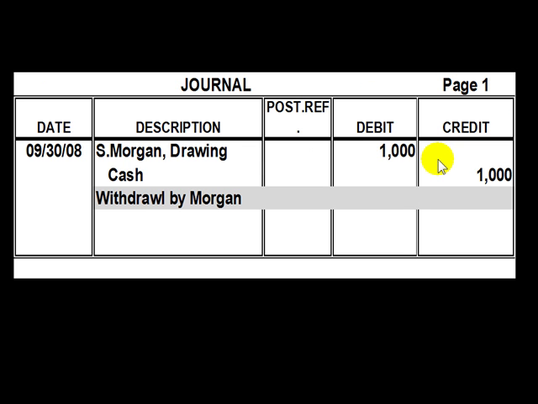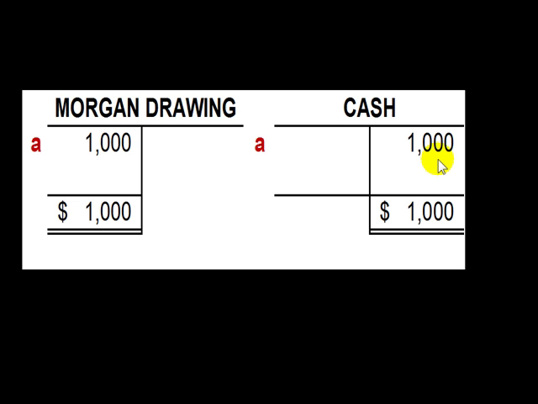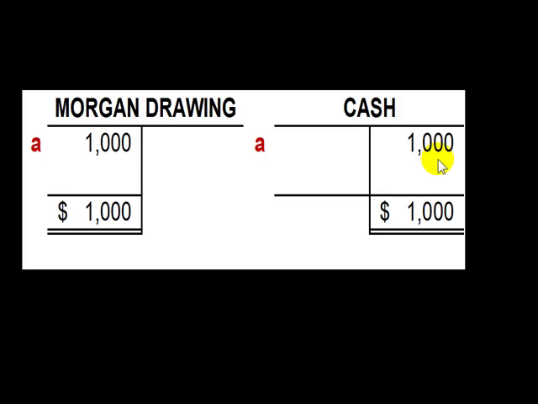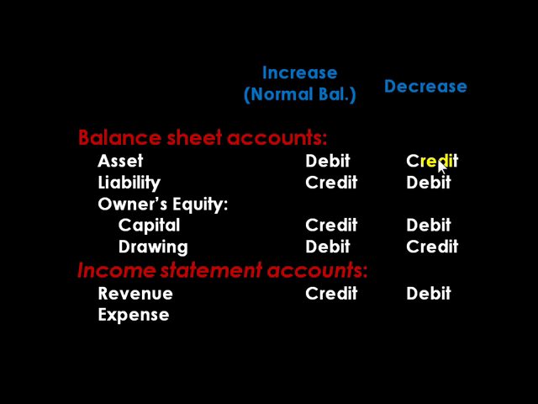And here's one that affects equity. S. Morgan took $1,000 out of the business. So owners withdraw money when they need it, when there's money to withdraw. So it's not an expense. A drawing is a reduction of equity. And here's what it looks like in a T account. Debit, Morgan drawing $1,000, credit, cash $1,000. Here's the journal entry. Here's the T accounts. Okay, so I want to repeat it again, that each type of account has a normal balance.